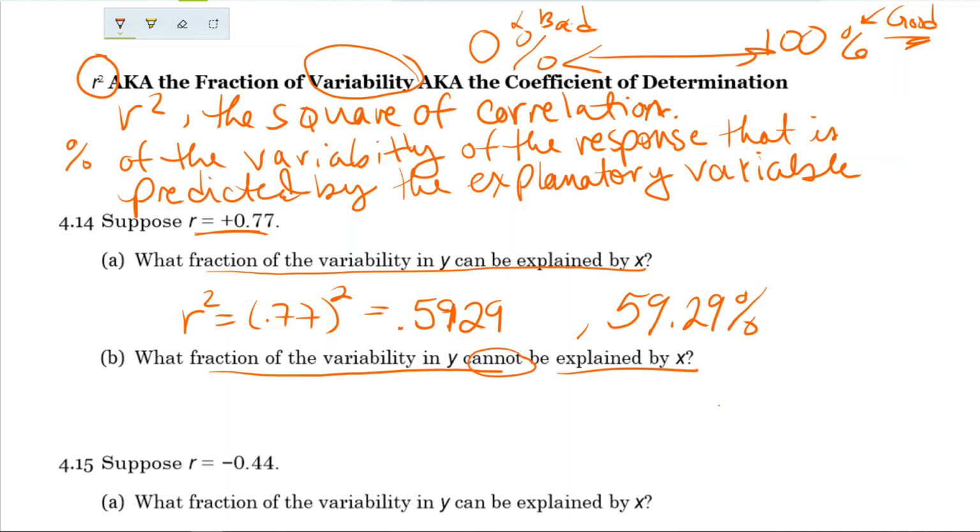What fraction did it not explain? What did it not account for? Whatever's left over. So 1 minus 0.5929 is 0.4071. So it missed about 40% of what's going on, which ain't bad, but it is not good either. I'm barely shooting above 50%. Well, I guess you are kind of close to 60. I'd call it mediocre, or moderate. Yeah, I like it. Okay, let's do another one.